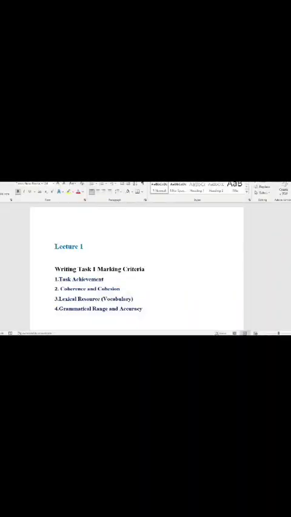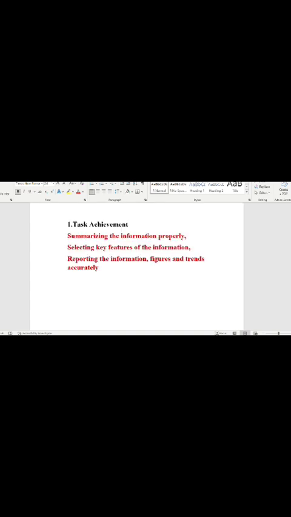Here you can see writing task 1 marking criteria. You will be marked based on these four criteria or standards. The first one is task achievement, second one coherence and cohesion, thirdly lexical resource or vocabulary, and fourthly grammatical range and accuracy. Let's examine these criteria in depth. So this is task achievement.